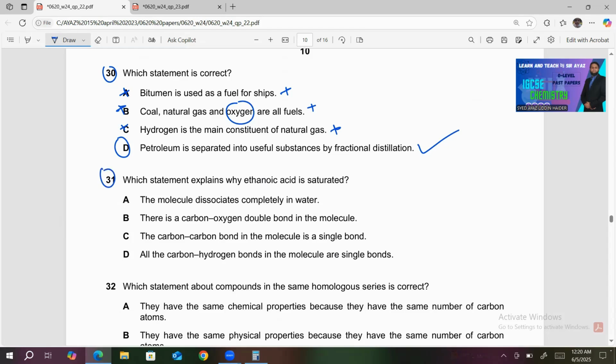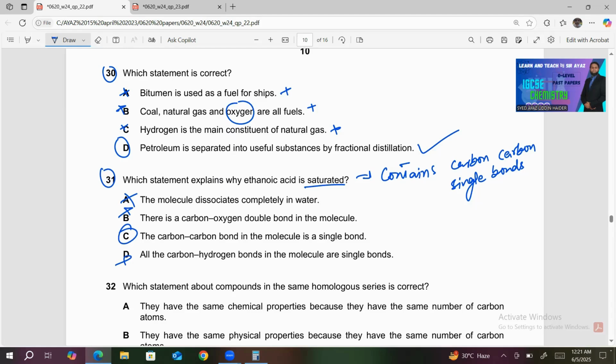31. Which statement explains why ethanoic acid is saturated? So it means saturated means containing carbon-carbon single bonds. So C must be the right answer. In this case, all the other choices are incorrect.